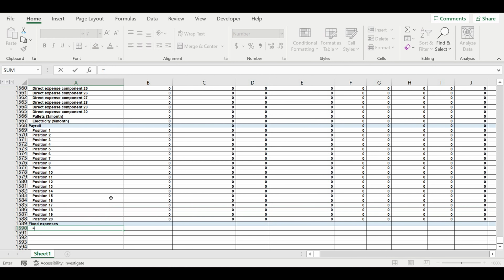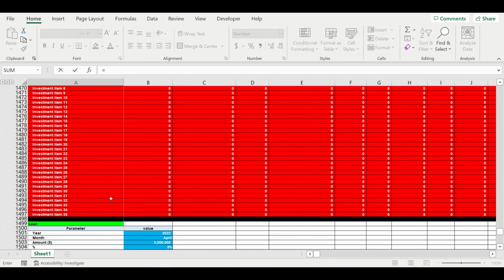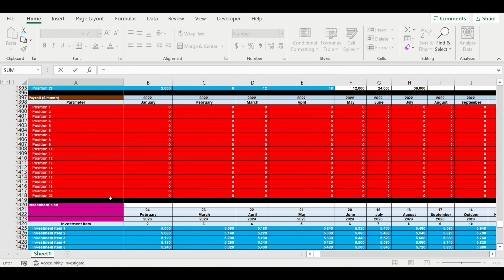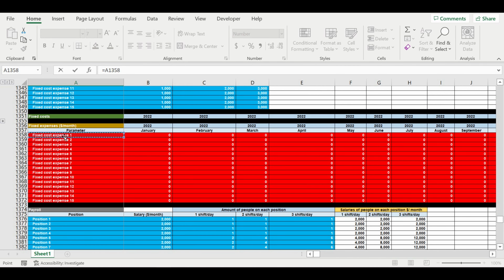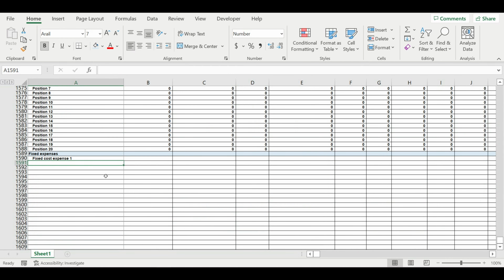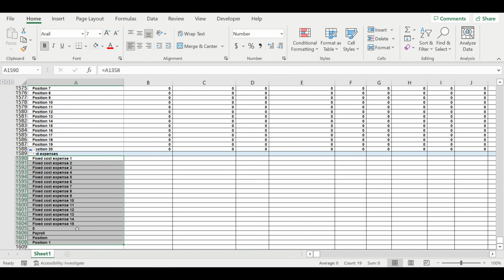We are moving to fixed expenses. We're searching, as usual, for them, after the payroll. These are fixed expenses. Creating totals.